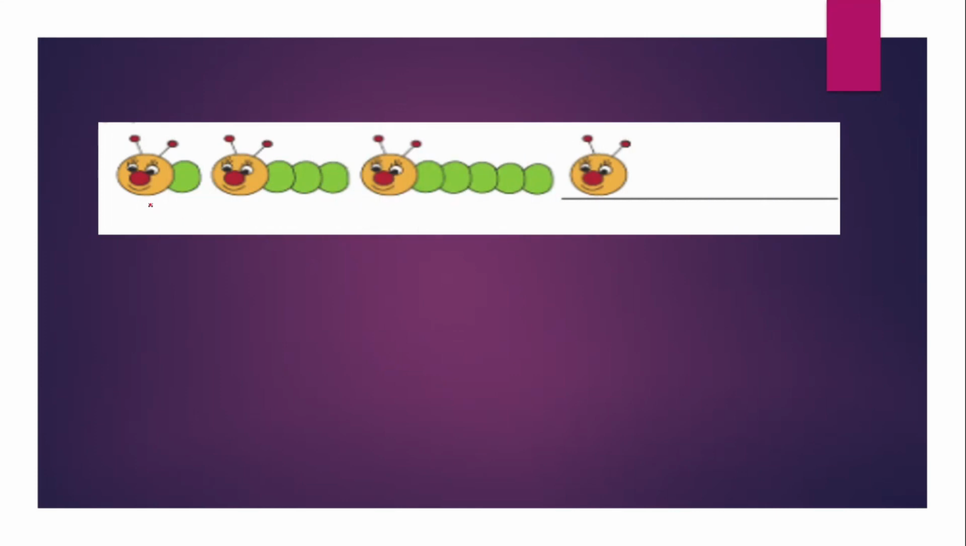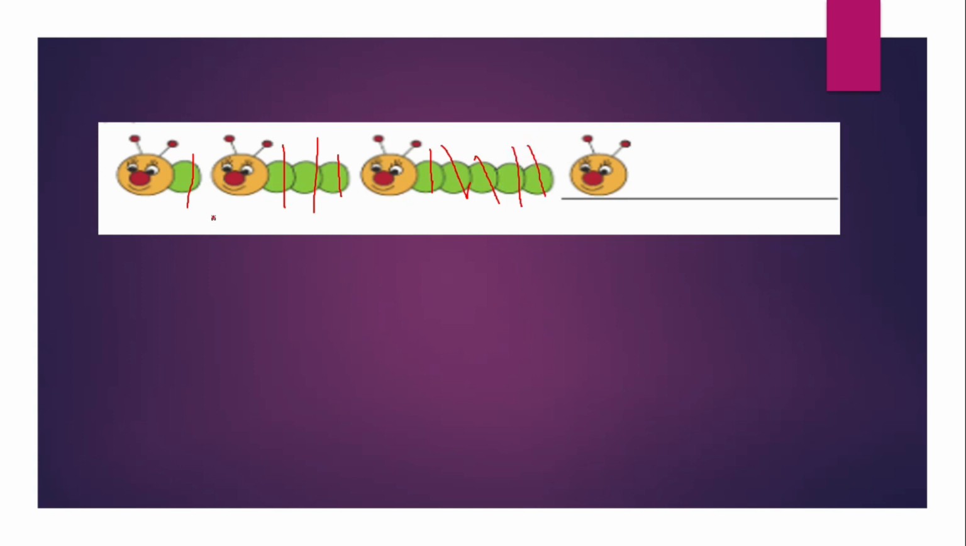As you can see here, children, in my first pattern, I have made the caterpillar. The first caterpillar has one circle, and then the second caterpillar has 1, 2 and 3 circles, and the next one has 1, 2, 3, 4 and 5 circles.